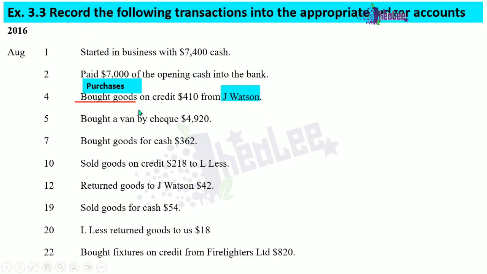We use purchases because we have bought goods for sale. It said goods. So once your transaction said bought goods, purchased goods, then the account that should be used is purchases. This is an increase in goods, which is an asset. So therefore, our purchases account must be debited based on the double entry rule. And the other item, which is J. Watson, should be credited because that's an increase in the value of what we're owing to our creditor.